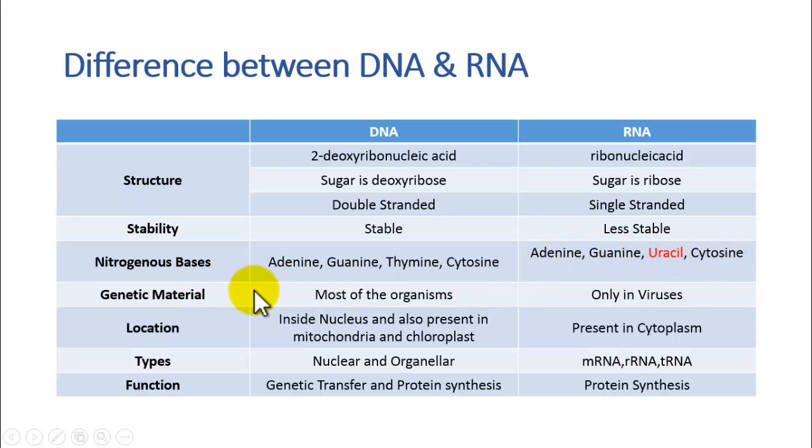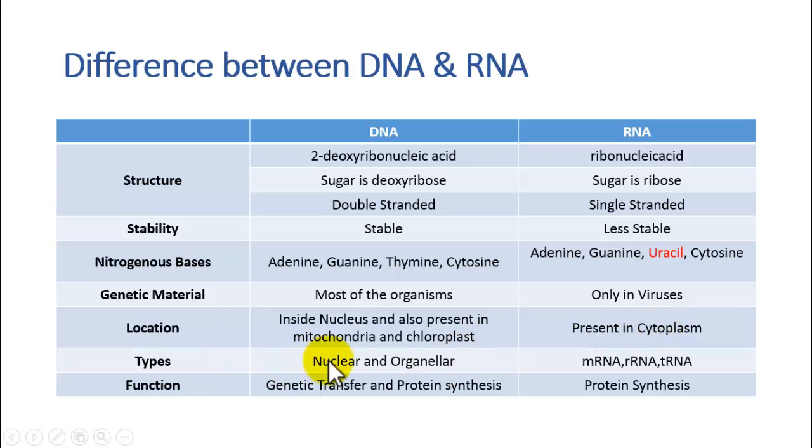Genetic material, DNA is genetic material for most of the organisms, whereas RNA is present only in certain viruses as a genetic material. Location of the DNA is inside the nucleus and also in mitochondria as well as in chloroplast. So DNA is present inside the nucleus for eukaryotic cells, whereas in prokaryotic cells it is seen scattered in the cytoplasm, in bacteria and other small organisms. DNA is present in the cytoplasm itself. RNA is mostly seen in the cytoplasm.